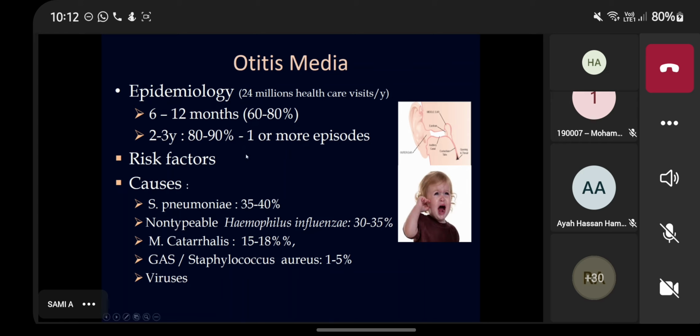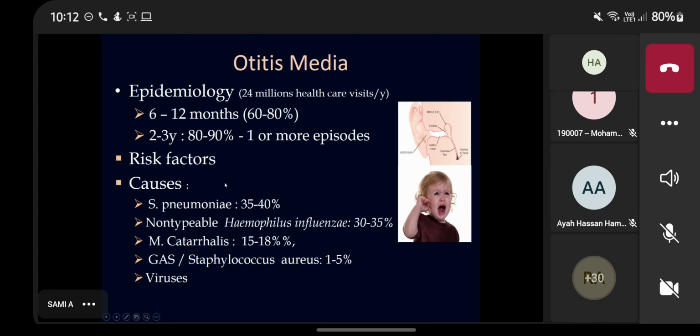Now, in terms of risk factors, children younger than 2 years are physiologically predisposed to otitis media because their Eustachian tubes are shorter, smaller in caliber, and more horizontal in comparison to adults. Now, other risk factors include the age, as I mentioned, small children, also lack of breastfeeding, smoking, and air pollution.